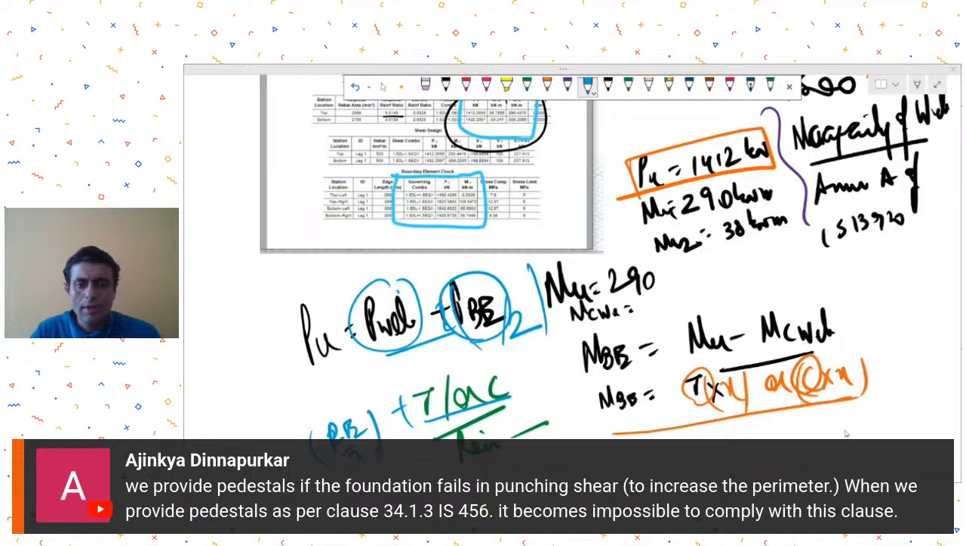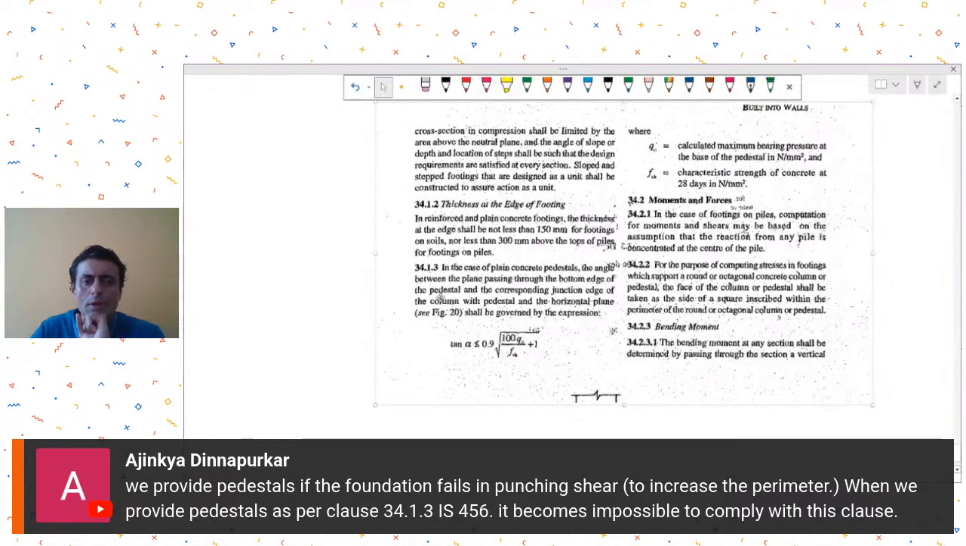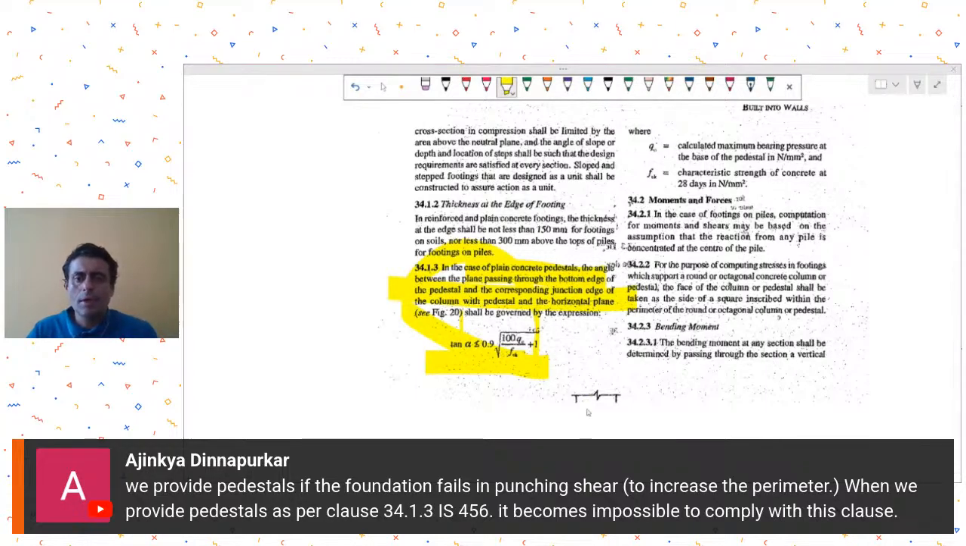In case of plain concrete pedestals, well, why are you providing plain concrete pedestals? We do not provide plain concrete pedestals. We provide pedestals with reinforcement. So how come this provision is not valid if you are providing reinforced concrete pedestals? Okay. Yes.